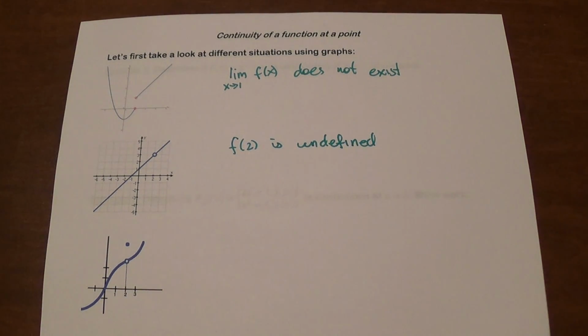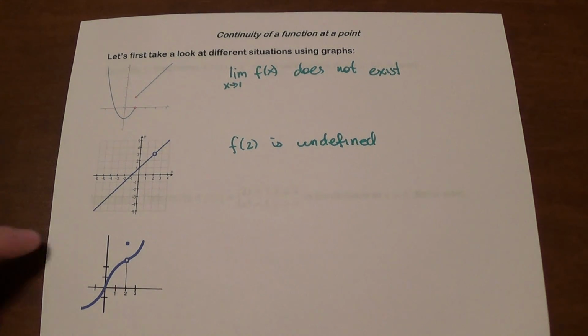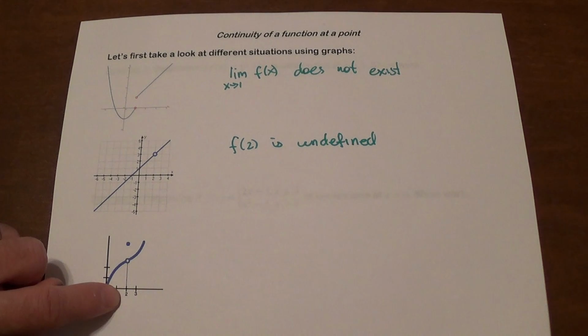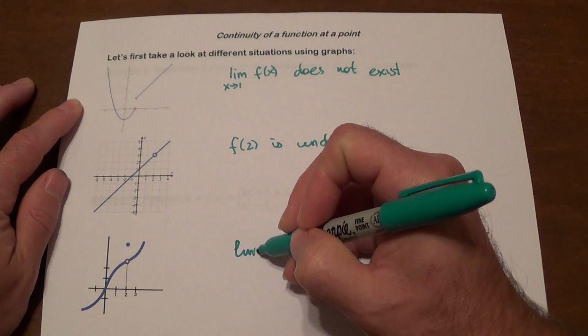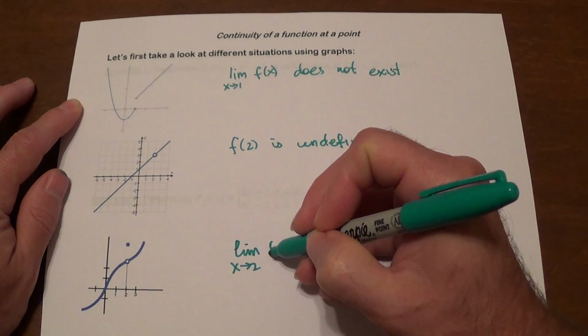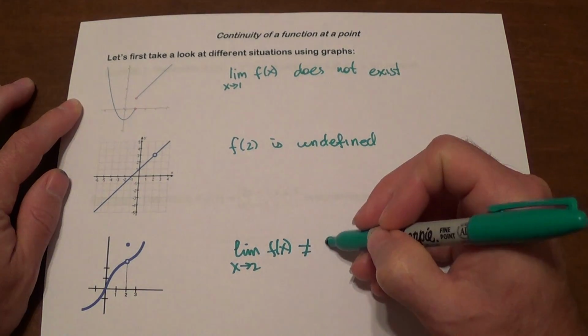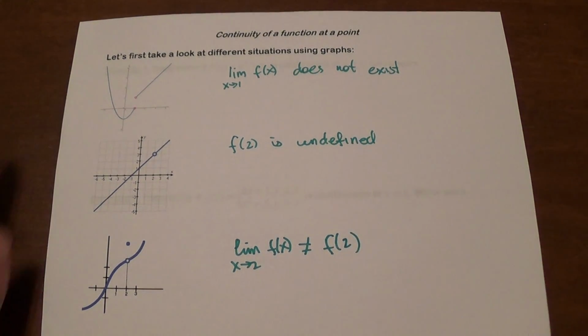Okay, and what is the issue with the third graph? This is the one that happens quite often: the limit exists, because you can see that from both sides you're approaching the same value. The function also is defined because there is a point that matches this value of 2, but they are not going to equal each other. So here the limit as x approaches 2 of f of x does not equal f of 2. They're different values. So these are three situations that you can run into when you try to determine if a function is continuous at a point.